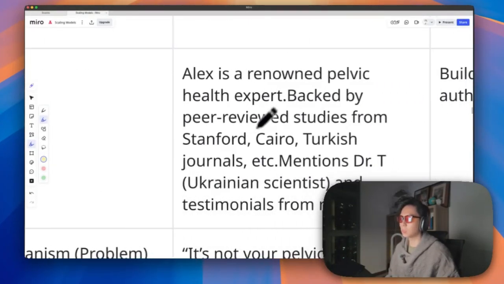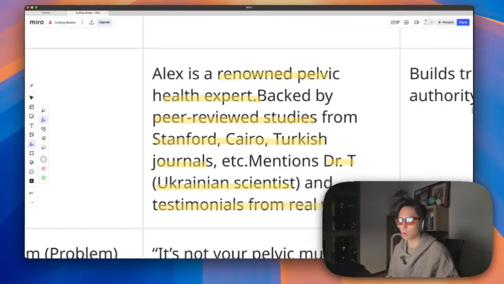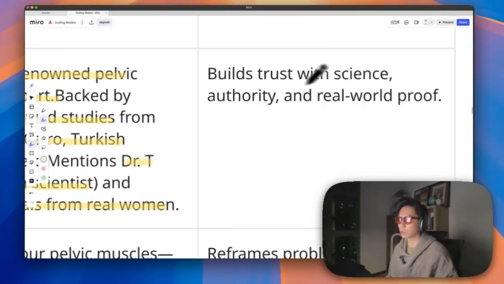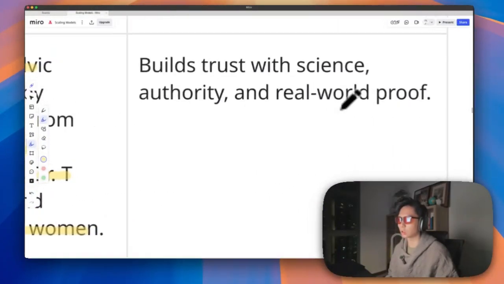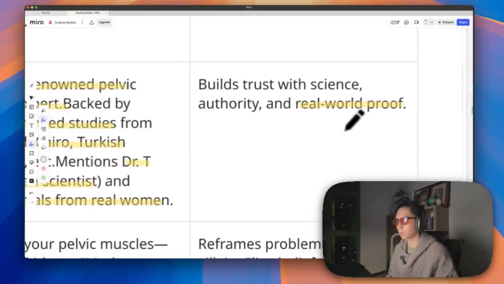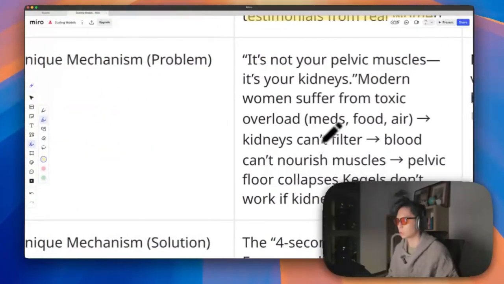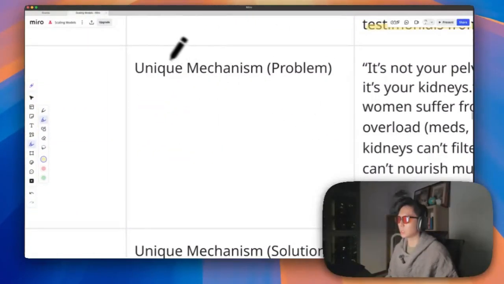Next, you have credibility. So she introduces herself as a renowned pelvic health expert, backed by peer-reviewed studies from Stanford, Cairo, Turkish journals, etc. Then she mentions Dr. T again, a Ukrainian scientist, and testimonials from real women. So this builds trust with the science, authority, and shows real-world proof. So this is really important with VSL. You want to show stories of people experiencing the breakthrough.